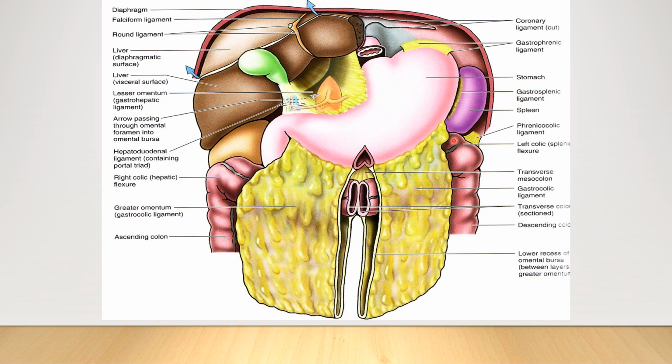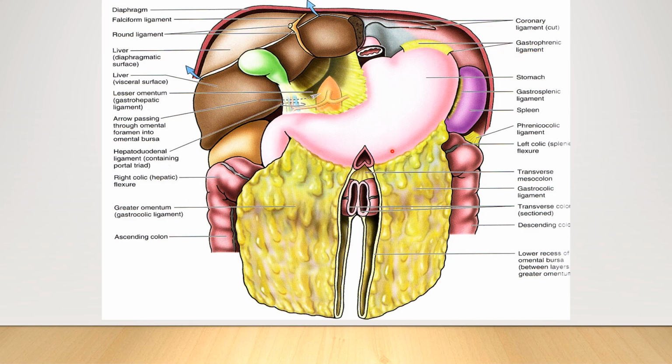Similarly, this is the greater omentum, and the part of this which is connecting the stomach with the transverse colon over here is known as the Gastrocolic ligament. So this goes downward and is reflected upon and attached to the transverse colon, and it forms the Gastrocolic ligament. The part of the greater omentum that connects the stomach with the spleen is known as the Gastrosplenic ligament, and the part that connects the stomach with the diaphragm is known as the Gastrophrenic ligament.